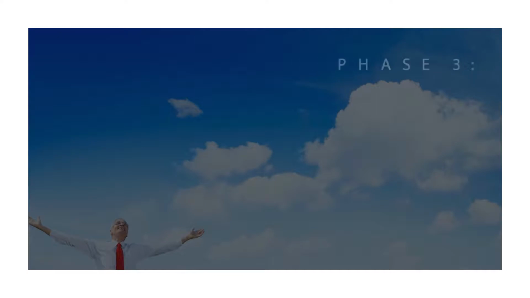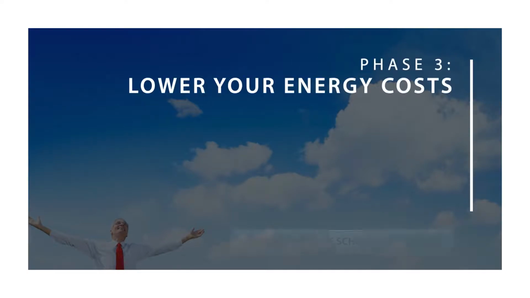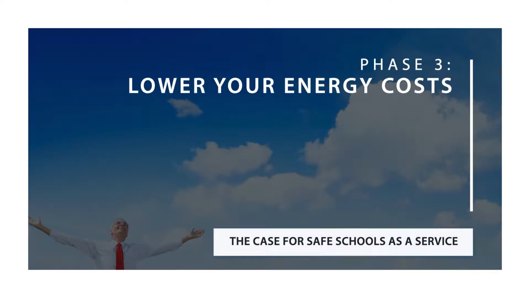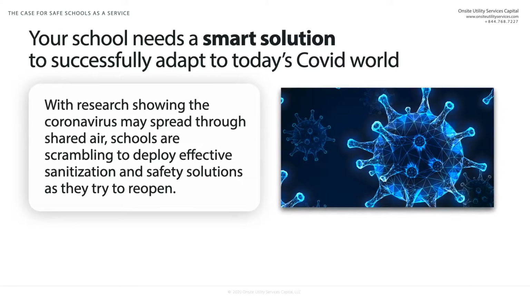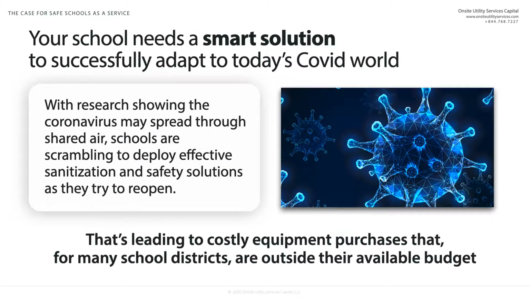Okay, so now we have clean indoor air, and are properly screening people coming into the school without any physical contact. So the next phase is lowering your energy costs. With research showing the coronavirus may spread through shared air, schools are scrambling to deploy effective sanitation and safety solutions as they try to reopen. And that is leading to costly equipment purchases that for many school districts are simply outside their available budget.